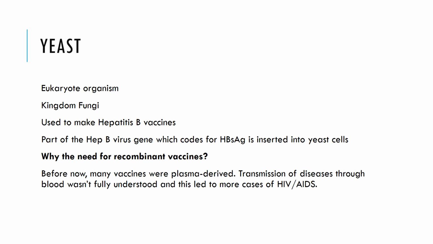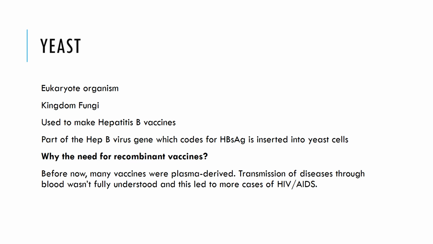So we've looked at an example of where bacteria is used to make recombinant DNA. So what other biological materials can be used? Yeast, a member of kingdom fungi, is a eukaryote. Yeast is used to make Hep B vaccines. A part of the Hep B virus gene is inserted into yeast cells. This codes for hepatitis B surface antigen. The yeast cells multiply and the antigen can then be harvested and purified.